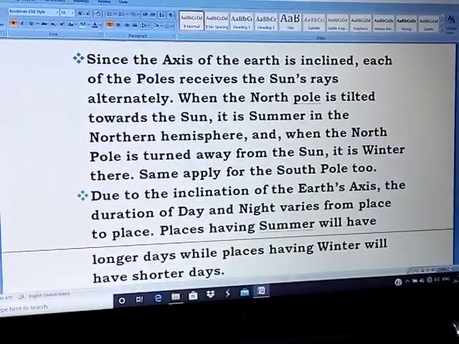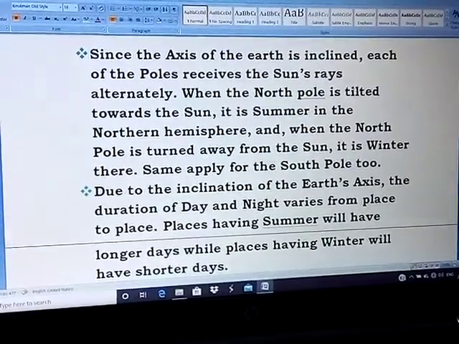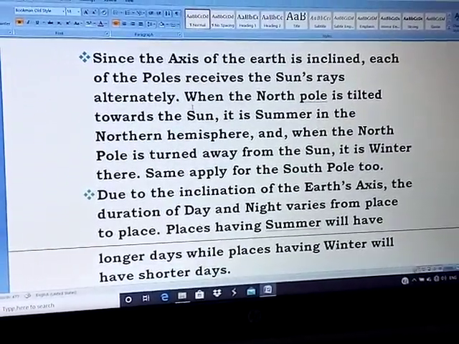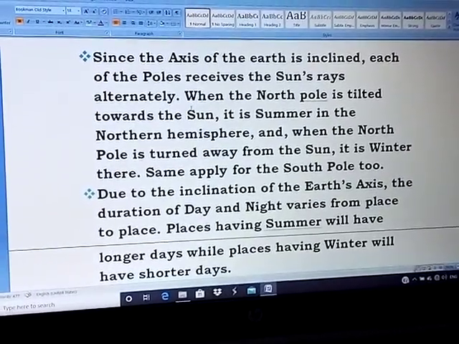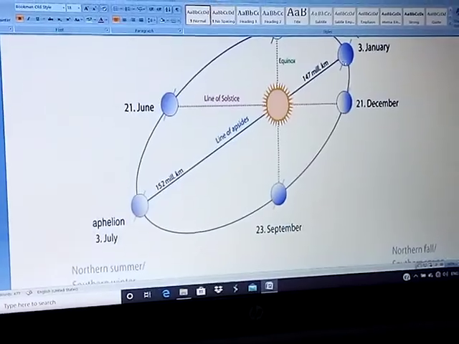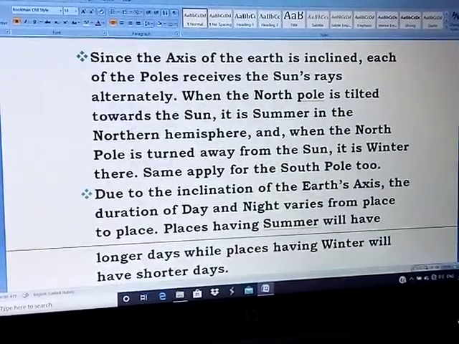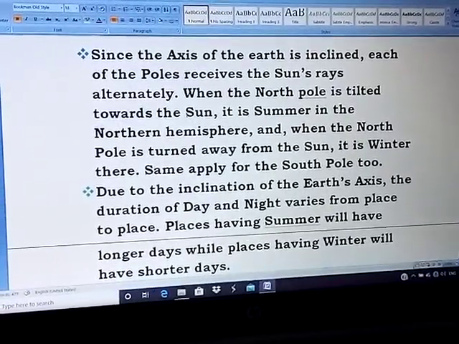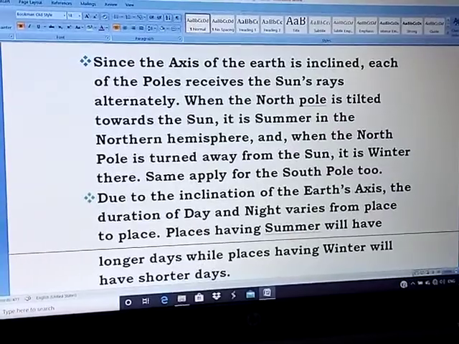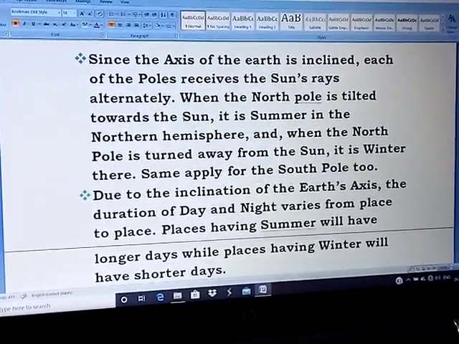Since the axis of the Earth is inclined, it is tilted, each of the poles receives the sun's rays alternately. Because the Earth is tilted, only one part is facing the sun. Suppose the North Pole is closer to the sun, then the South Pole will be away from the sun. So the northern hemisphere will have summer and the southern hemisphere will have winter.